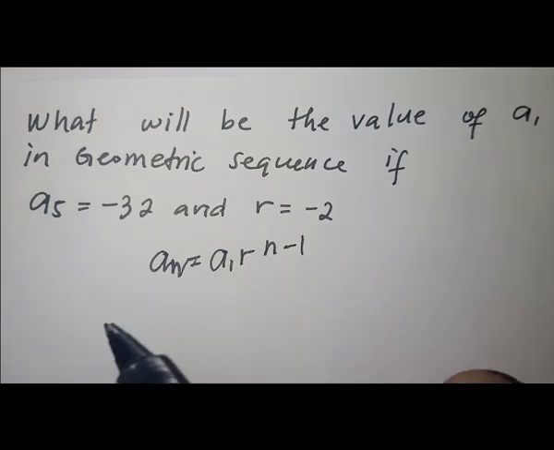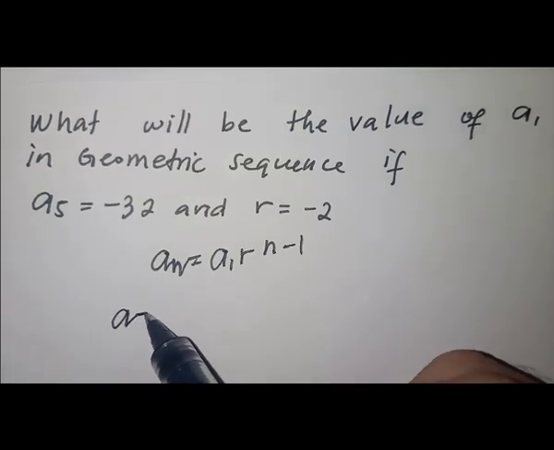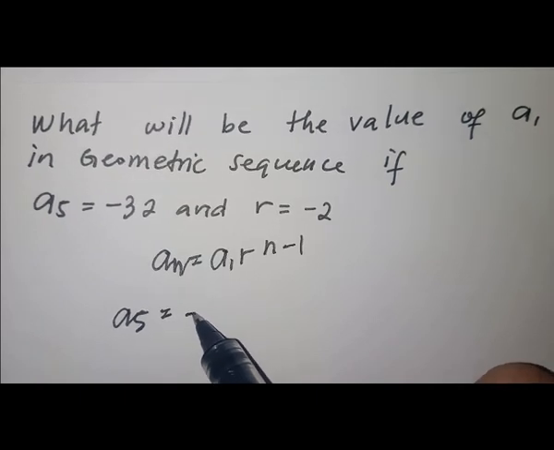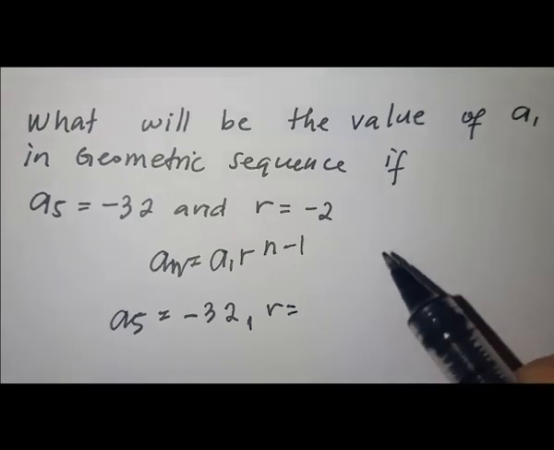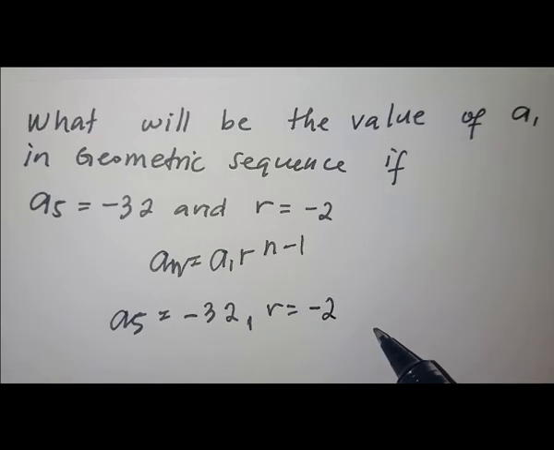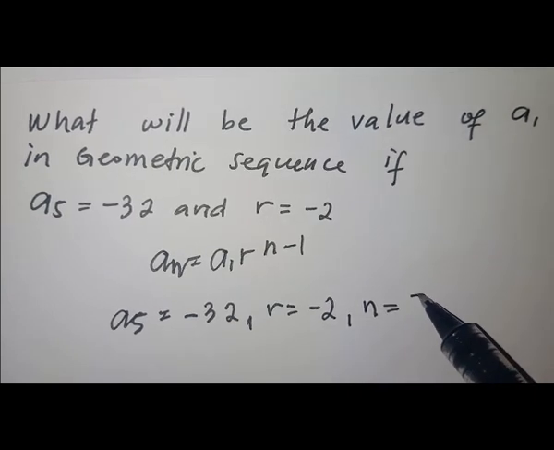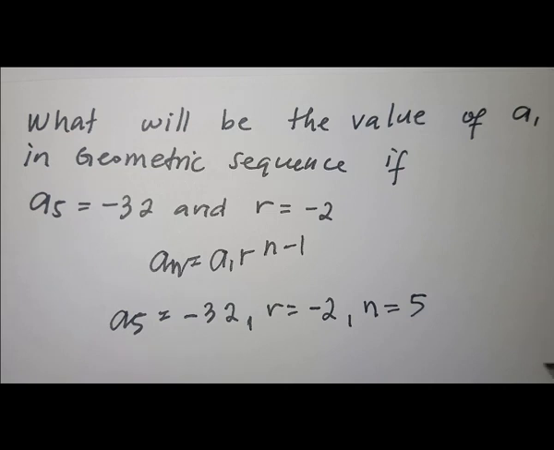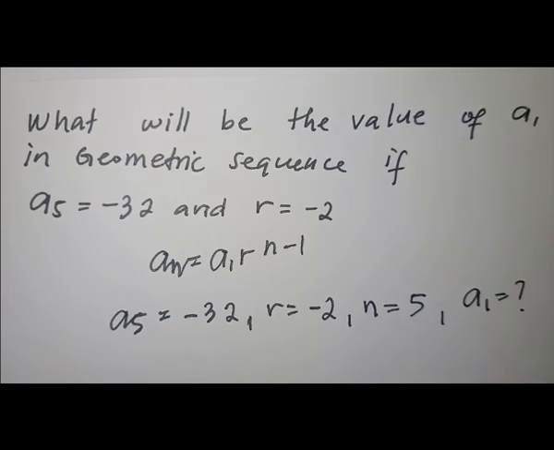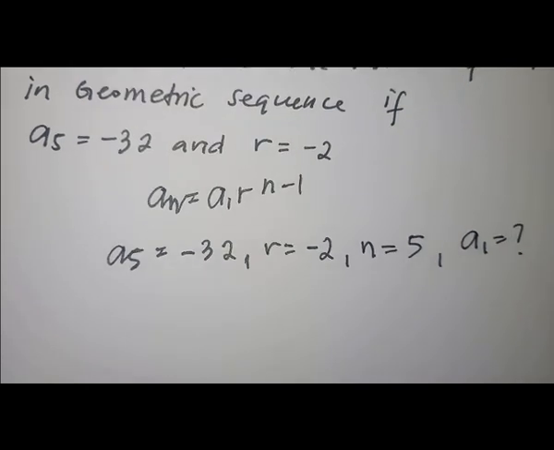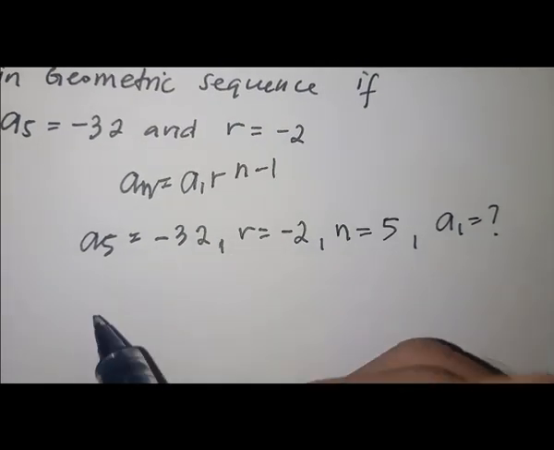So the given here, meron tayong a sub 5 which is equal to negative 32. Yung common ratio na equal sa negative 2. So dahil meron tayong a sub 5, pwede nating sabihin na yung n natin ay 5. So ang kailangan lang nating hanapin ay yung first term. Okay, so rewrite natin yung magiging equation natin.